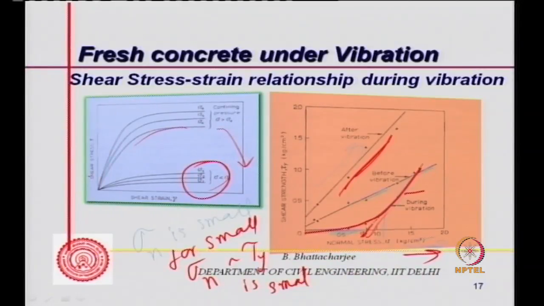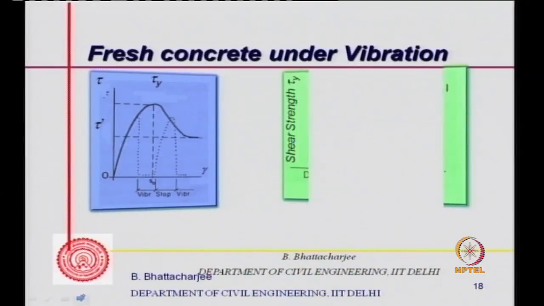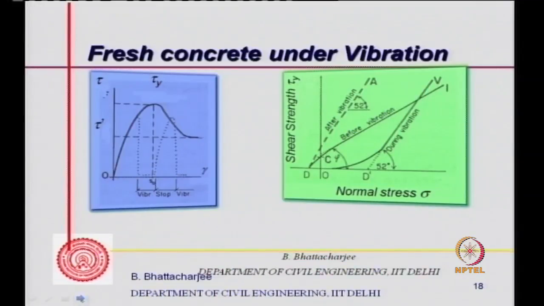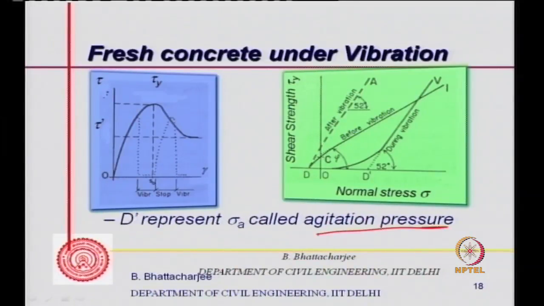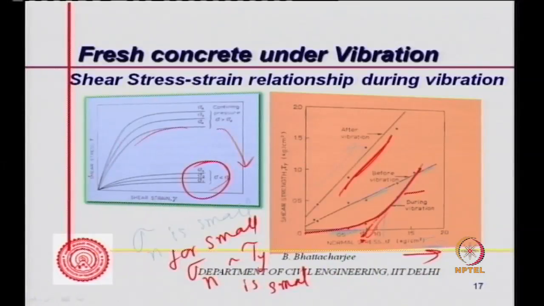Now, this sigma value corresponds to the equivalent force of vibration, which we define as agitation pressure. If the normal stress is less than the agitation pressure, which is the slope, if I extend this line, this is during vibration. If I extend this line, this is the normal stress that corresponds to agitation pressure. So during vibration, it is like this. And you can go back to the earlier diagram again. So this is agitation pressure here.